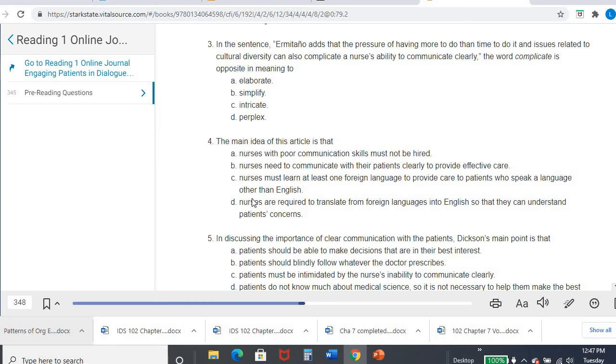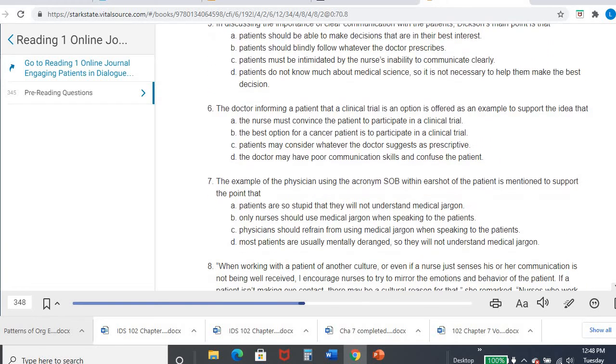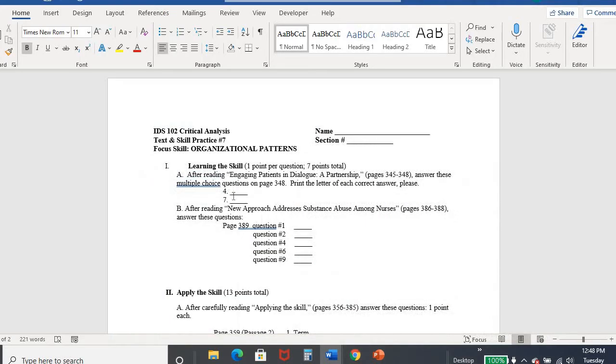Let's take a look. The main idea of the article is, so you want to make sure you read the article and come up with what you believe the main idea to be. And then number 7, the example of the physician using the acronym SOB, it's not what you think, within earshot of the patient is mentioned to support the point that what. So answer questions 4 and 7 based on that article right up here at the top under A.